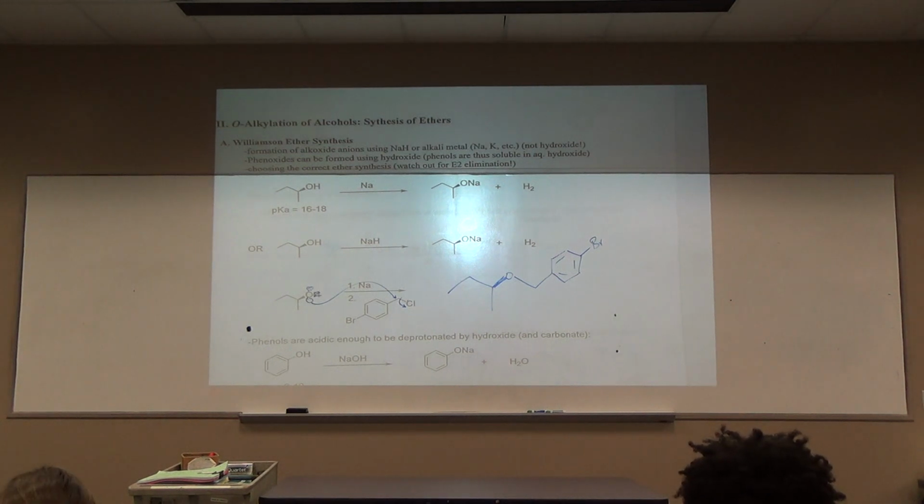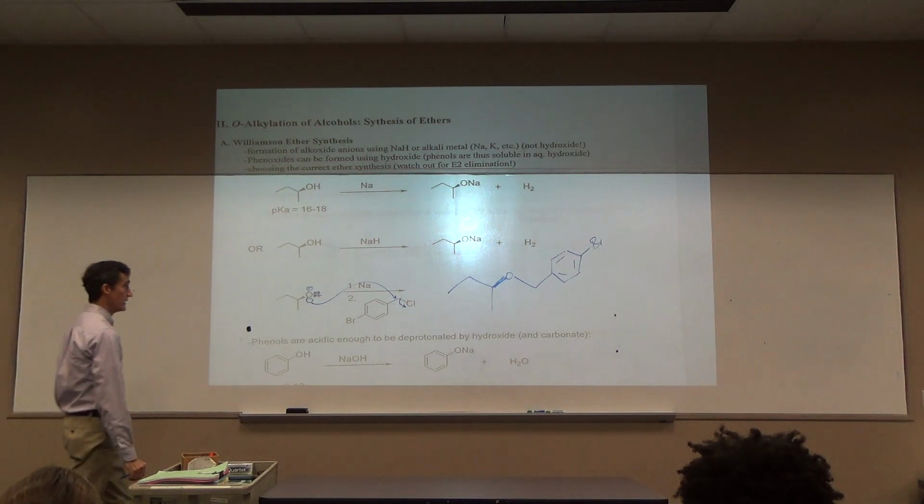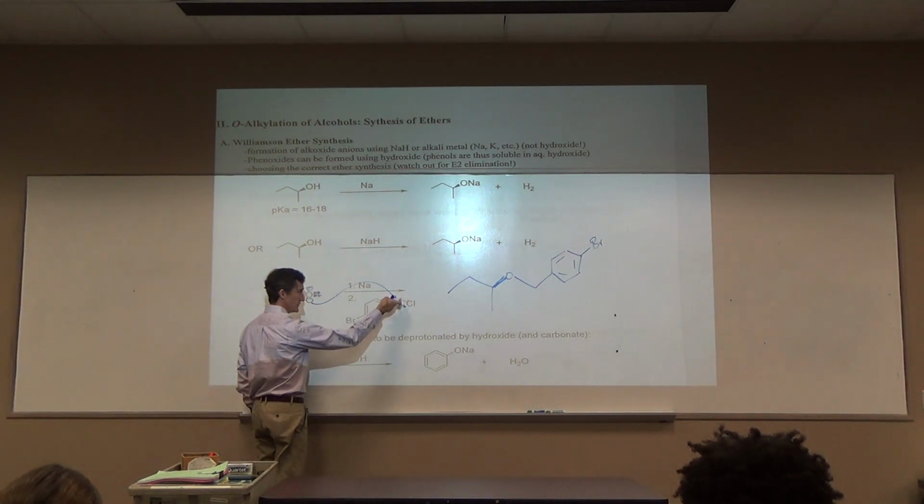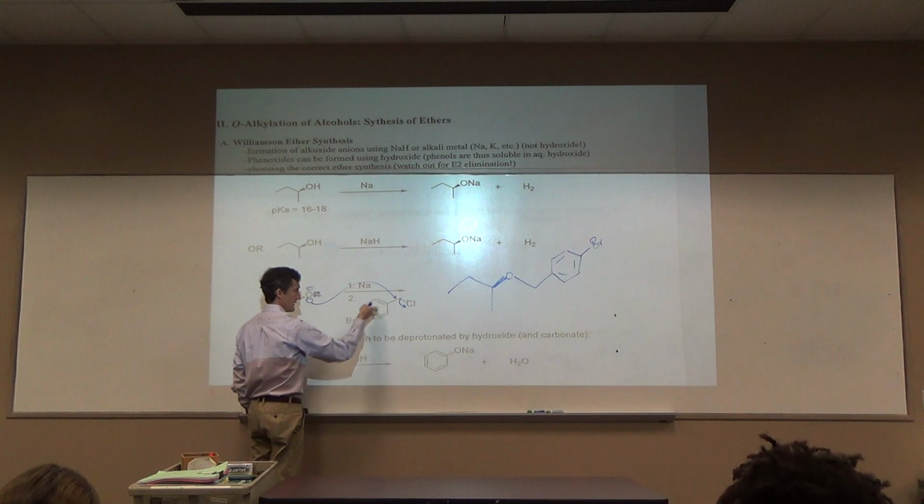I made a common mistake. That's why I made it, because very often I get answers where the things on the ring are not in the right place. Okay? The bromine is para to this group. Para is opposite. Okay?